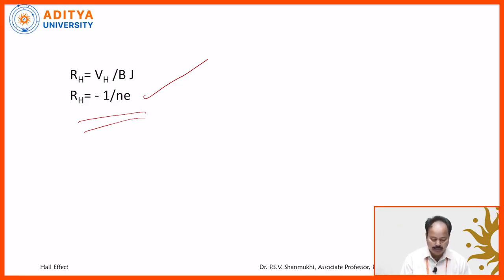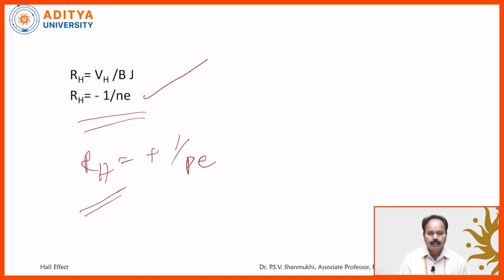Suppose it is a p-type semiconductor, we can write RH is equal to +1 by Pe, where P is the holes density. That means by the Hall coefficient, we can understand what is the type of the material, whether it is N-type semiconductor or P-type semiconductor. If the Hall coefficient comes out to be negative, we say that the semiconductor is N-type, and electrons are the carriers there. If the Hall coefficient is positive, we say that it is a p-type semiconductor and holes are the carriers there. So from this Hall effect experiment, we can understand what is the type of the semiconductor and what is the carrier concentration.